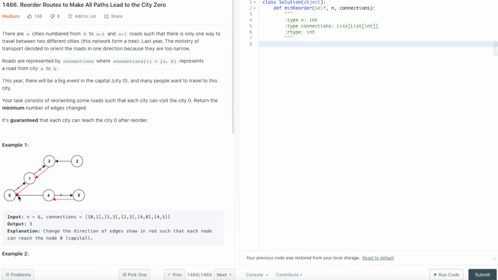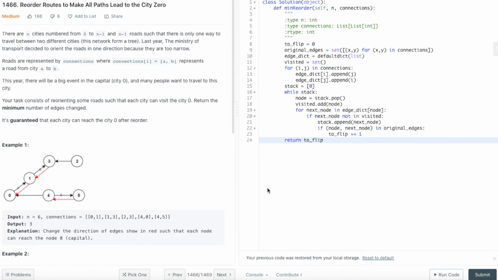So if we start from 0, we can access 1 and 4. But which of these needs to be flipped? It would be the edge from 0 to 1, right? Because we actually would want this to be going from 1 to 0. So, if during our graph traversal, the pair current node, next node is in our set of original edges, then we'll increment our counter by 1.